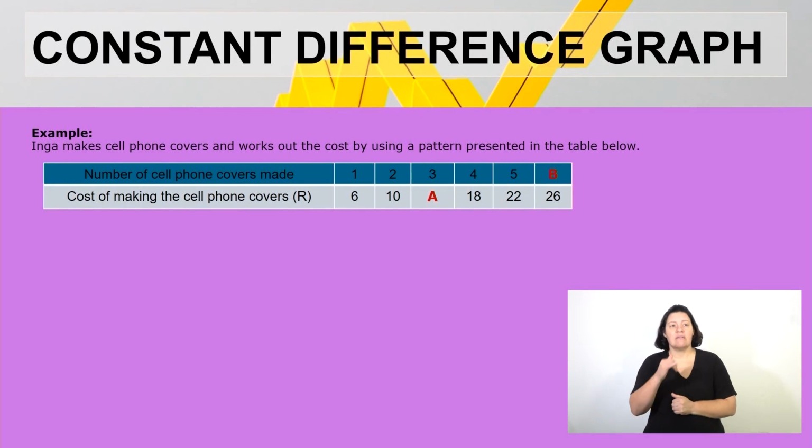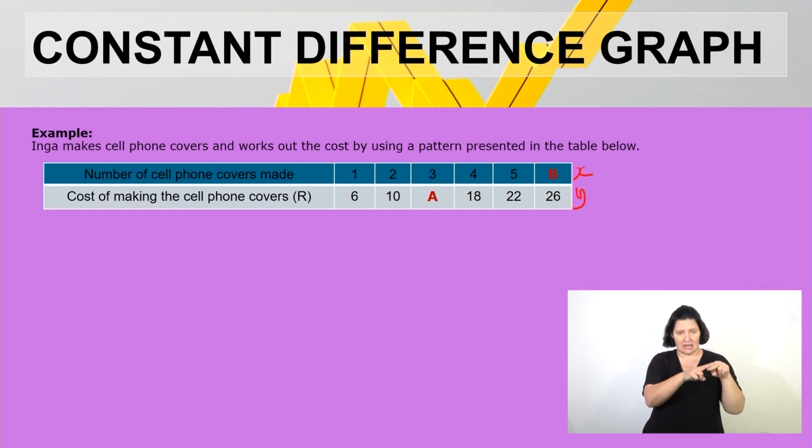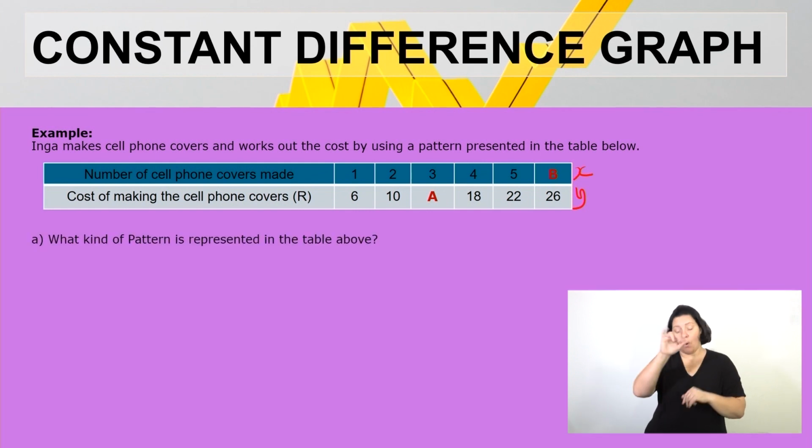Inga makes a cell phone cover and works out the cost by using a pattern presented in the table below. So there is a table with missing values. From a table, we get dependent and independent variables. Our x-axis are always independent. Our y-axis are dependent. What kind of a pattern is represented in the table above?